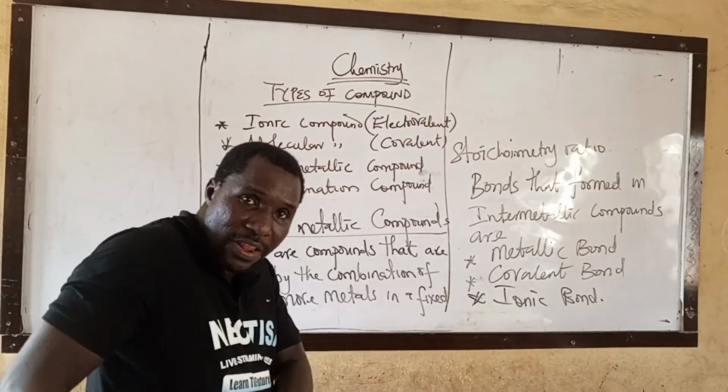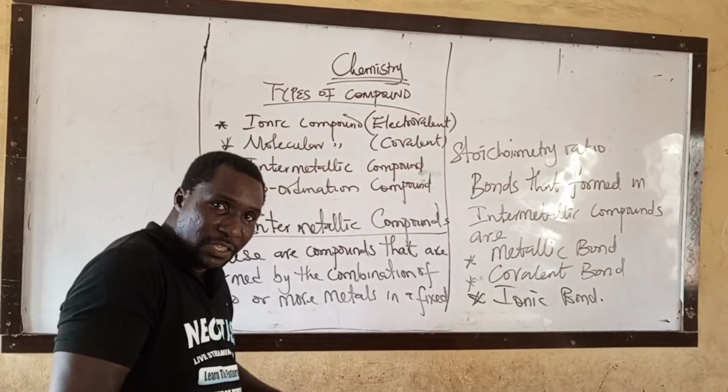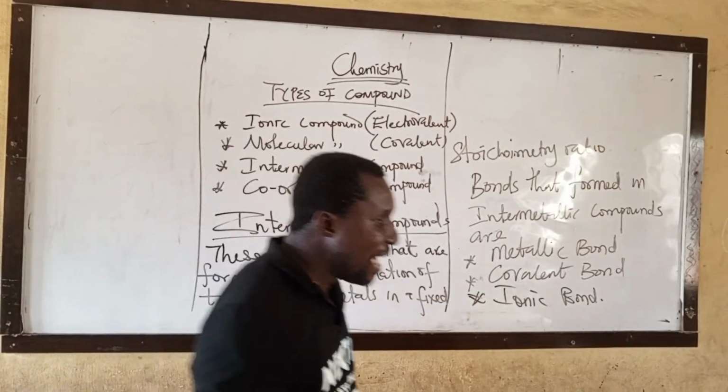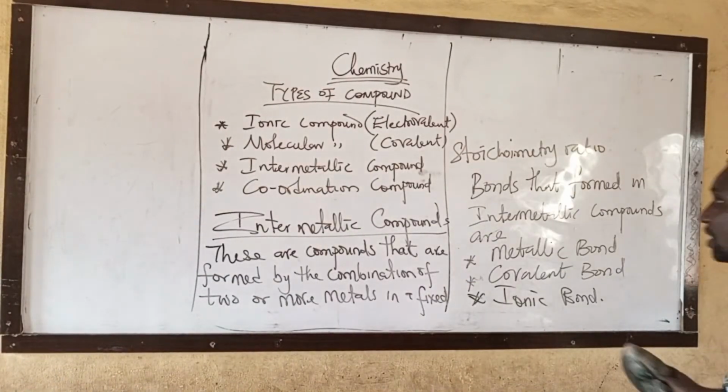Intermetallic compound can exhibit two bonds. They can have metallic and covalent bond. They can have three bonds: metallic, covalent, and what? Ionic what? Bond. Take note.